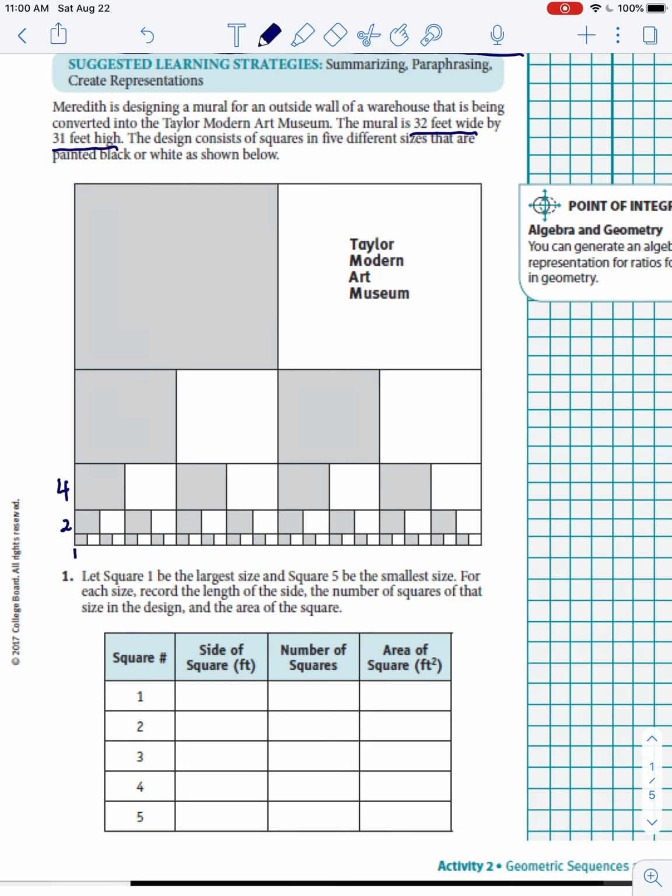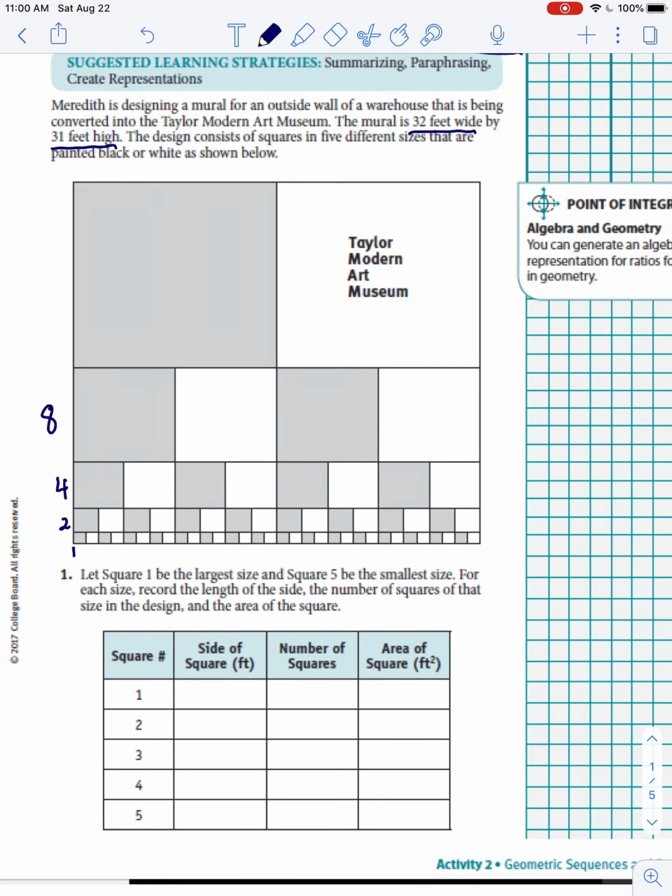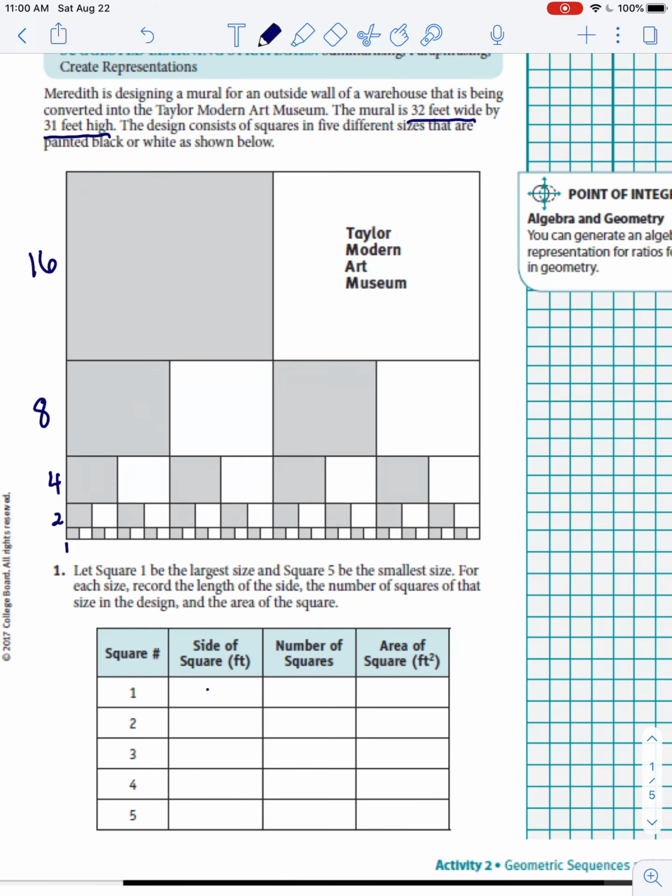And then of course 2 of those is going to make a side of the next square. So 4 plus 4, which is going to be 8. And then finally, 8 plus 8, which would make our 16 for the side of the biggest square. Then we can double check that that does actually add to 31, which it does if we do 16 plus 8 plus 4 plus 2 plus 1.